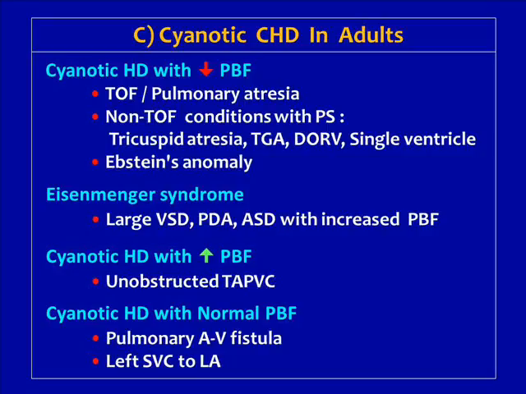Now, in adults presenting with delayed cyanosis due to decreased pulmonary blood flow, it is more important to consider shunt lesions developing pulmonary artery hypertension with shunt reversal, that is right to left shunt, and cyanosis, that is Eisenmenger syndrome. You can get occasional cases of cyanotic heart disease with increased pulmonary blood flow, as in unobstructed TAPVC. Rarely, cyanotic heart disease can occur with normal pulmonary blood flow due to abnormal connections, as in pulmonary AV fistula, LSVC to left atrium.